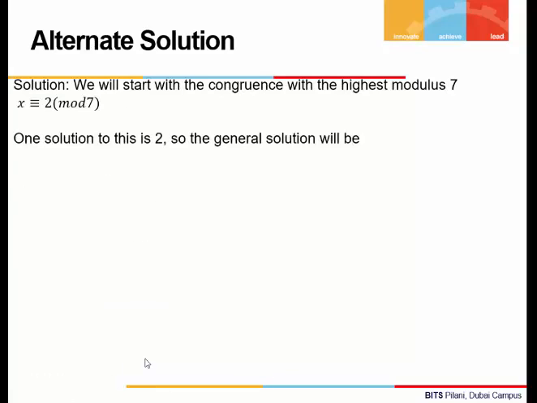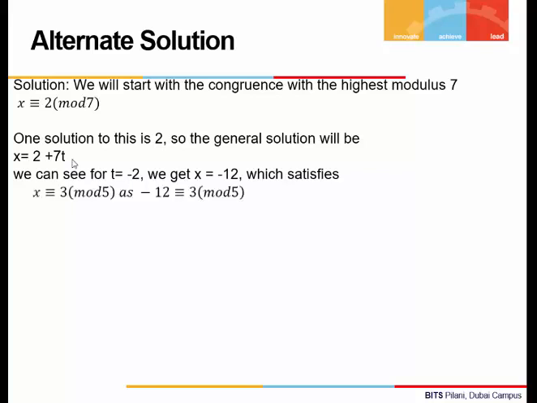Now, there's another method of solving such a system of congruences. Let's take the congruence with the highest modulus. The last congruence was x is congruent to 2 mod 7. 2 is one solution, and the general solution is x equals 2 plus 7t. Now, if I take t as minus 2, we get x equals minus 12, and this satisfies the second congruence, x is congruent to 3 mod 5. If you put minus 12 in this congruence and bring the 3 to the other side, minus 15 is divisible by 5.